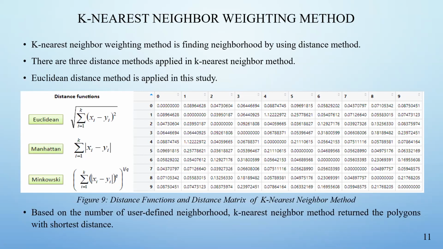Okay, the Euclidean method is applied in this study because it is simple and also efficient for my study. So here is the distance matrix of the k nearest neighbor method, and I defined the number of neighbors as 4. It computed the distance for each island and returned the 4 countries which have the lowest Euclidean distance value.